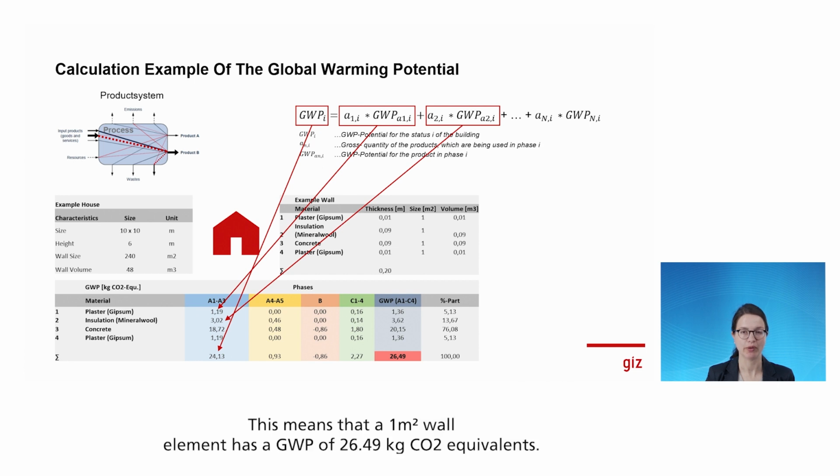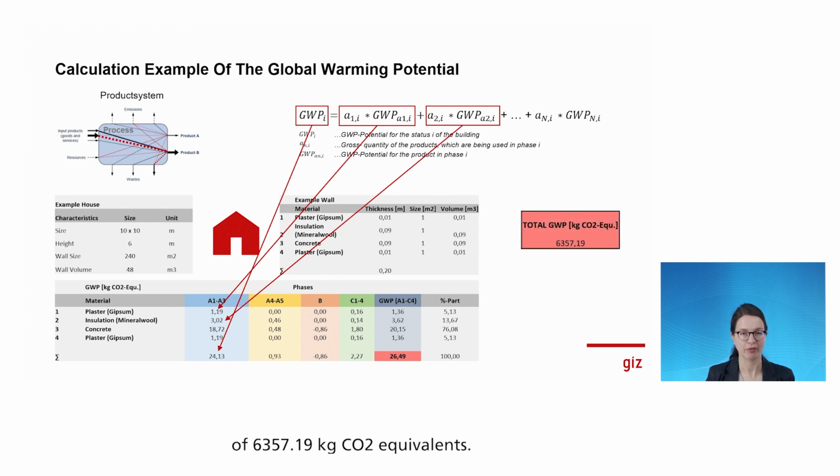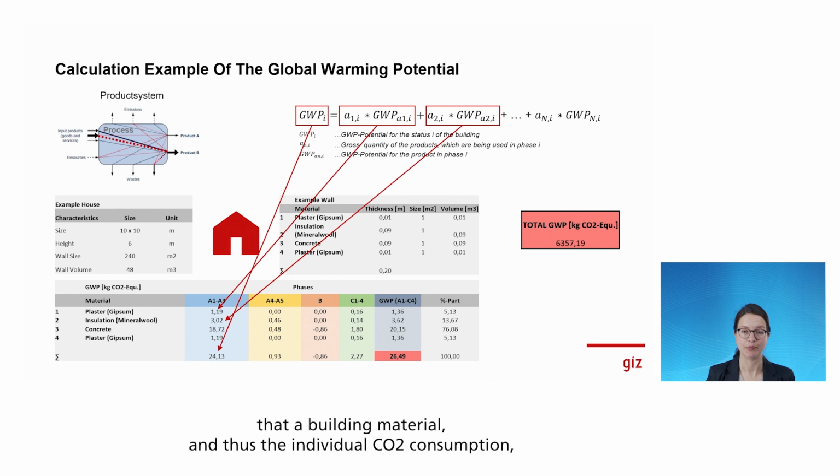This means that 1 square meter wall element has a global warming potential of 26.49 kilogram CO2 equivalent. Our example house has 240 square meter, which means that the entire wall area causes a global warming potential of 6,357.19 kilogram CO2 equivalent. The great thing now is that a building material and thus the individual CO2 consumption can be changed to see how the global warming potential balance improves.